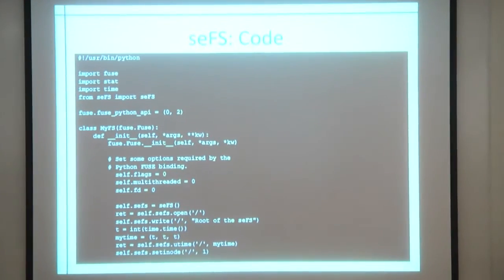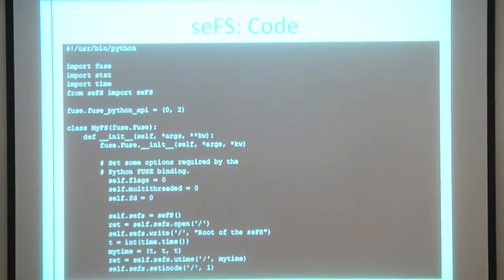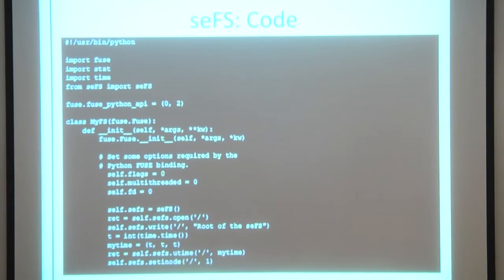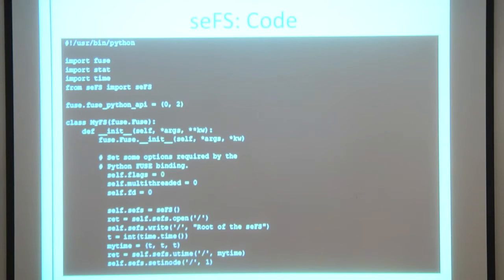So this is how you write a very basic file system like SEFS. You have to import Fuse bindings. Then you have to tell the version of Fuse bindings, that is 0.2. This is the actual file system, and it is inheriting the Fuse class, and this class will implement all the APIs of the Fuse class. In the constructor of this class, you have to set a few things. If you have a file system, you have to have a root. So we created a root.